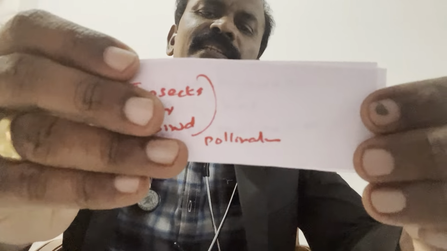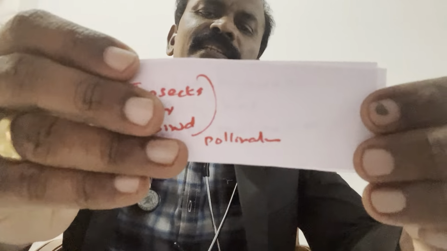Have you heard the word tika somewhere? Tika is found in? Match the following. Tika is found in the anther of a flower. Anther, not stigma. Tika is found in the anther of a flower.